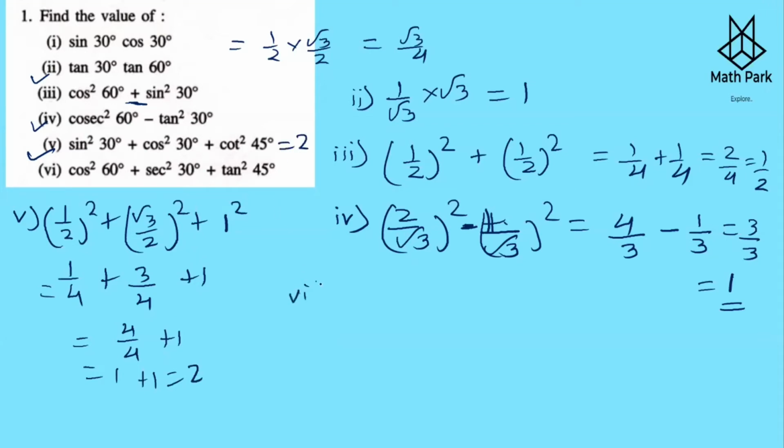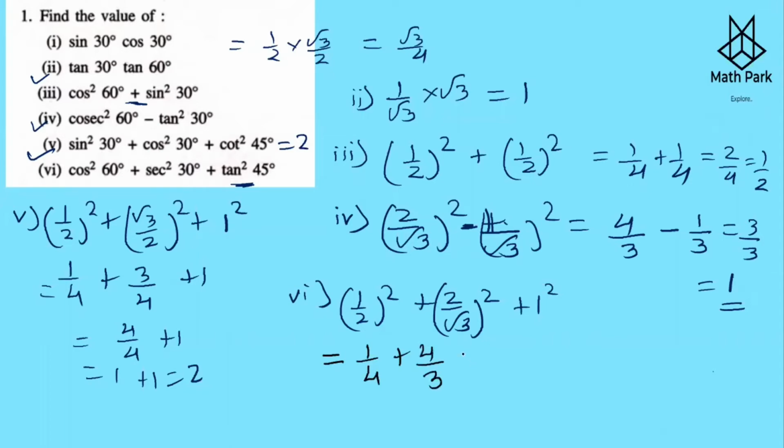We are left with the last part, the sixth one. Sixth part we have cos square 60. So the value of cos 60 is half. So half and then the square of that. Sec square 30. The value of sec 30 is 2 upon root 3. So plus 2 upon root 3 and then the square of this, plus tan square 45. Tan 45 is 1. So 1 square is going to be 1. So half square is further 1 by 2 square is 1 upon 4. 2 square is 4 and root 3 square is 3, plus 1.